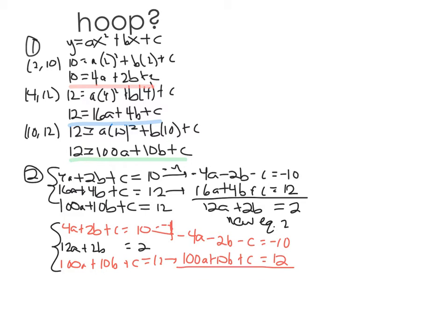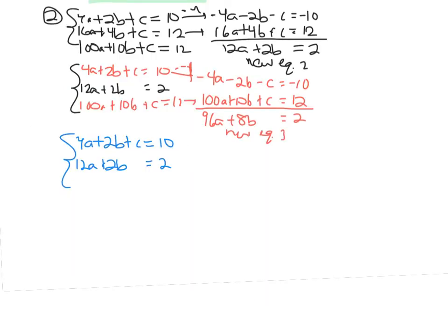When we add the resulting equations together, notice that we do get 96a plus 8b equals 2. And this is our new equation 3. And remember, we're going to copy equations 1 and 2 from the previous step, and equation 3 will be that new equation 3.